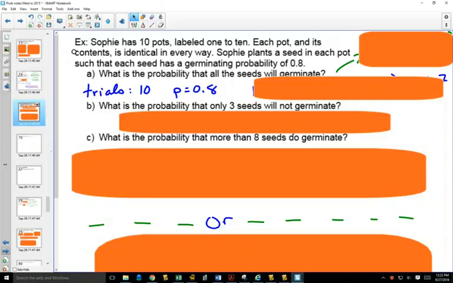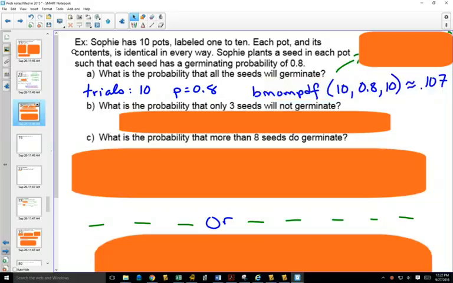Then if you want to find the chances that all of them germinate, you can use Binomial PDF. You'd put in 10 for your trials, 0.8 for your probability, and you want to find in particular what are the chances that all 10 germinate. So there's about a 10.7% chance, rounded to 3 sig figs.